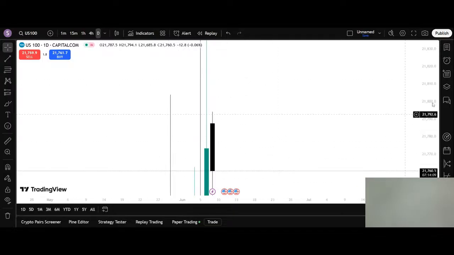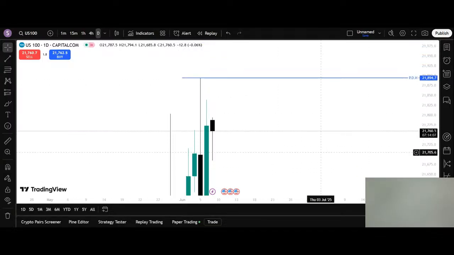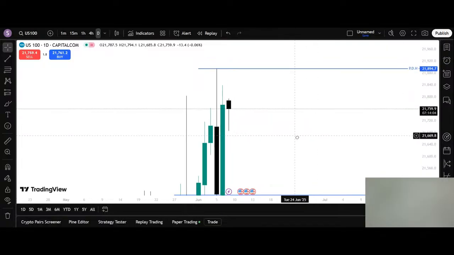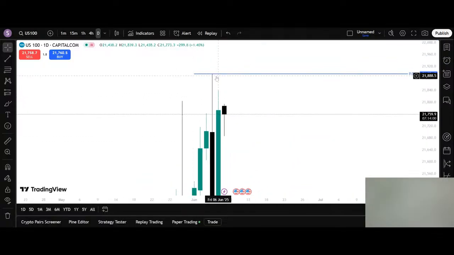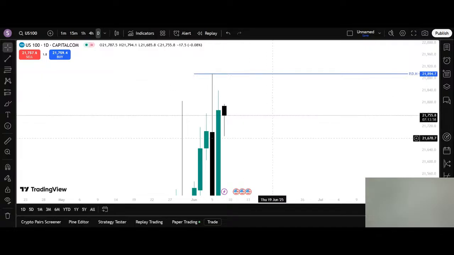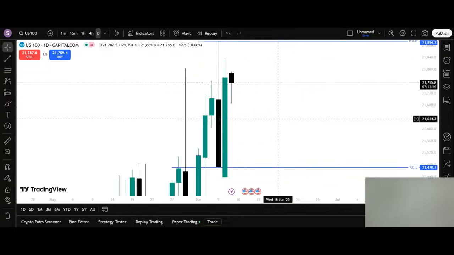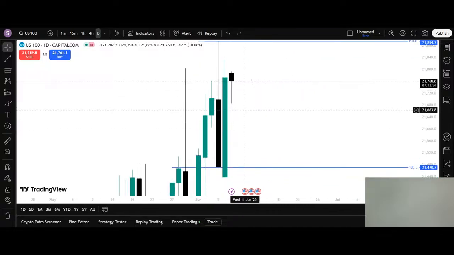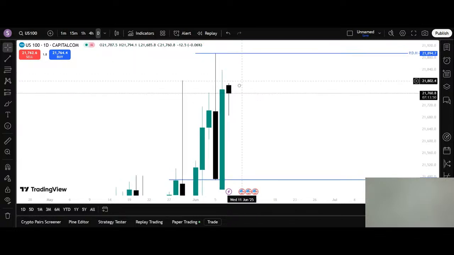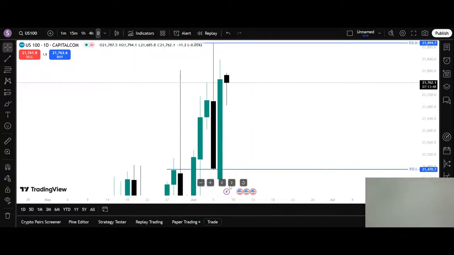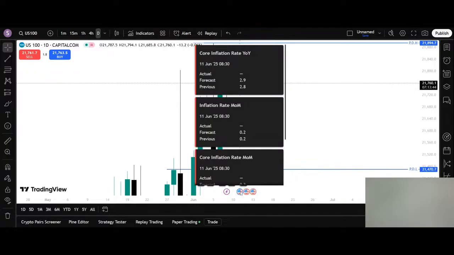Here, as you can see, let's zoom out a little bit. I think the daily time frame is kind of bullish. I think this will be our targets, the previous day high here. As you can see, a very long, thick bullish candle. There is also new news here. There's gonna be news on Wednesday. Core inflation rate.